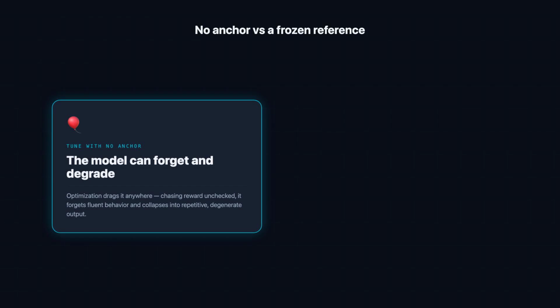So why bother holding a second model in memory? Here is the difference, side by side. Tune a model with no anchor at all, and optimization can drag it anywhere. Chasing reward or preferences unchecked, it can forget the fluent, knowledgeable behavior it started with and collapse into degenerate, repetitive outputs. There's nothing pulling it back towards sense, and the capable base you began with quietly erodes.